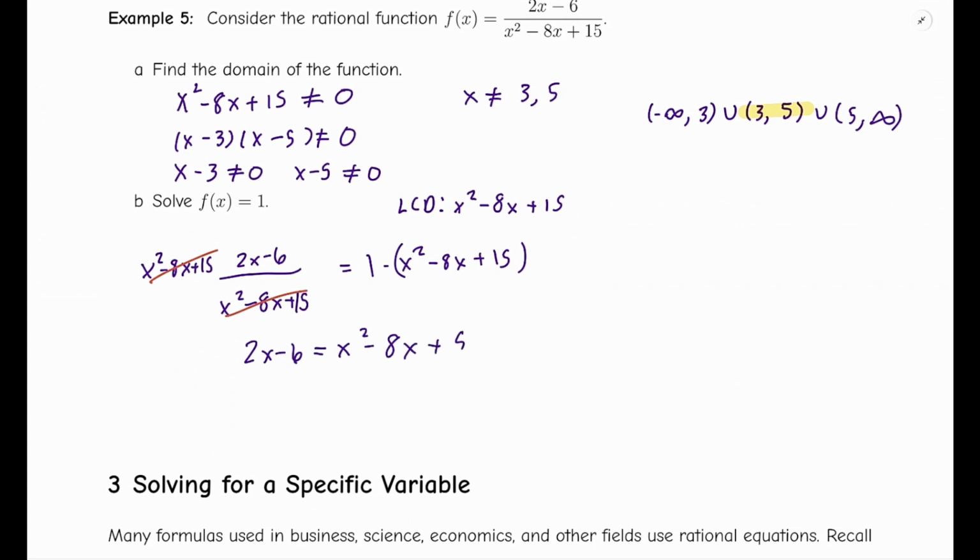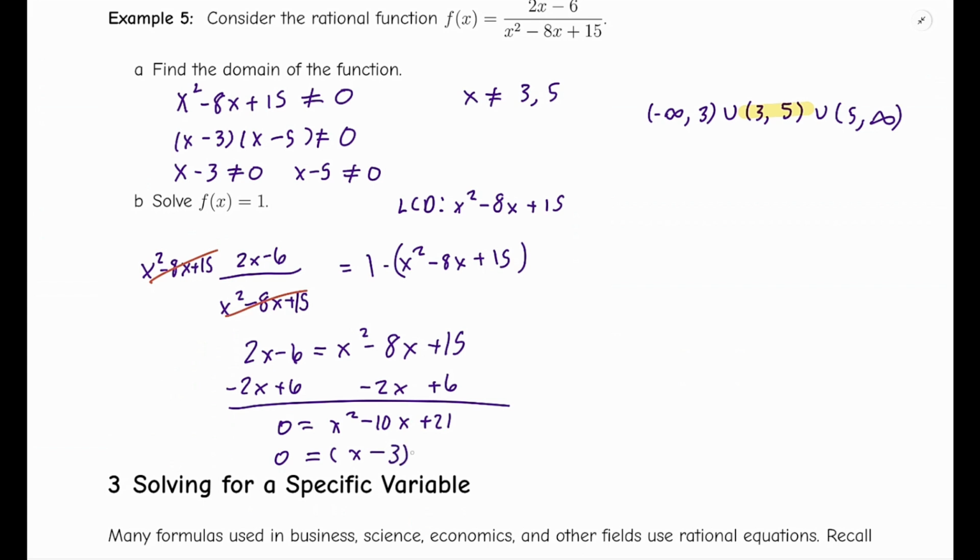8x plus 15. Because of that squared term, I'm going to use the zero product property. So I'm going to subtract 2x and add 6. So I get 0 equal to x squared minus 10x plus 11, which factors as x minus 1. Ah, there's my mistake right there. That should be a 15, so this should be a 21. So then this factors as x minus 3 times x minus 7.